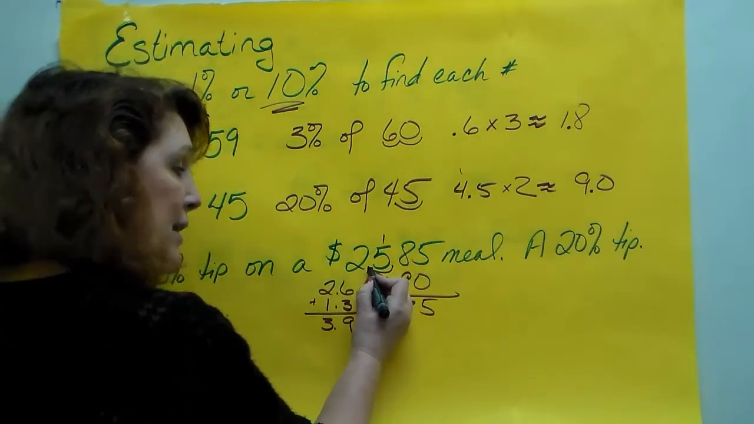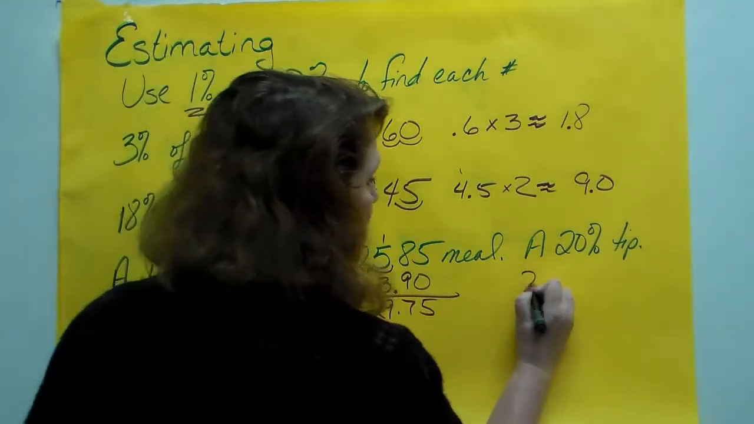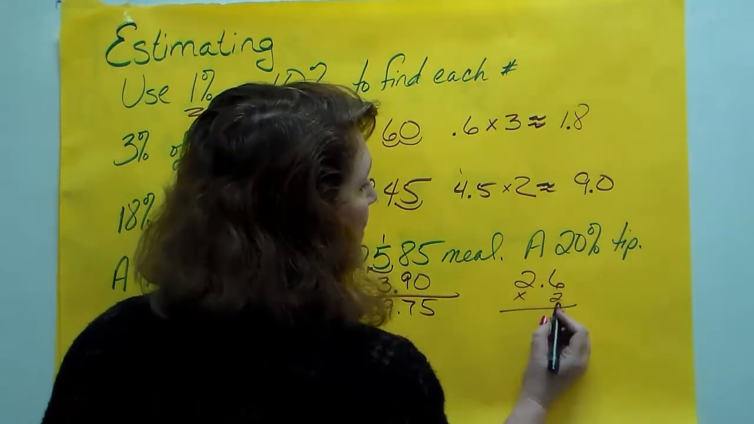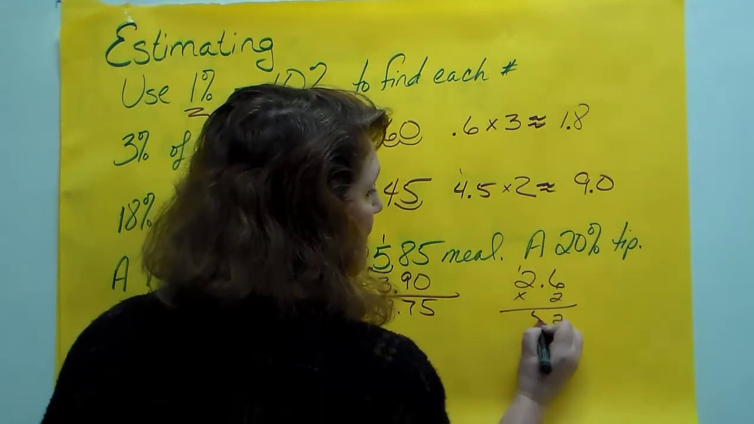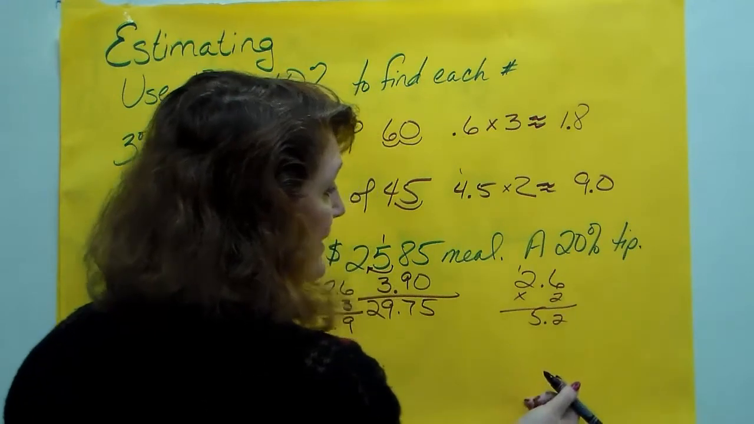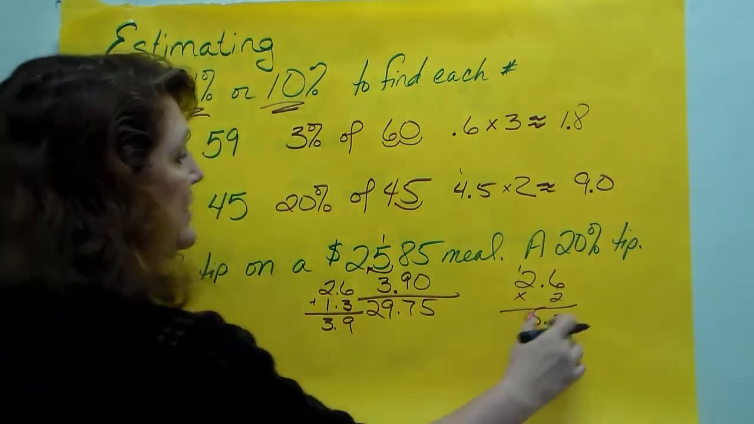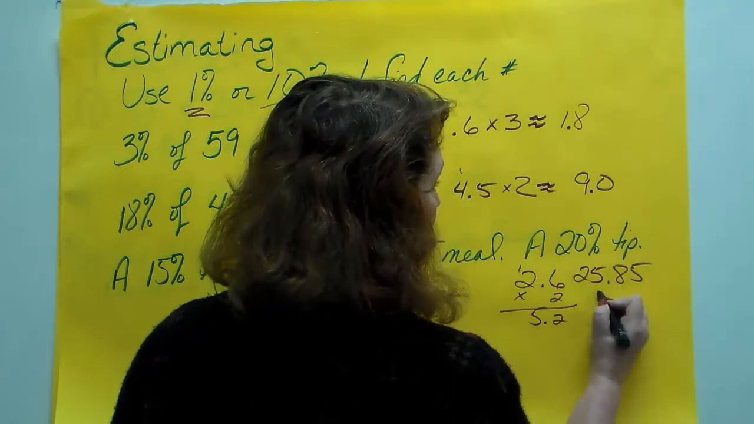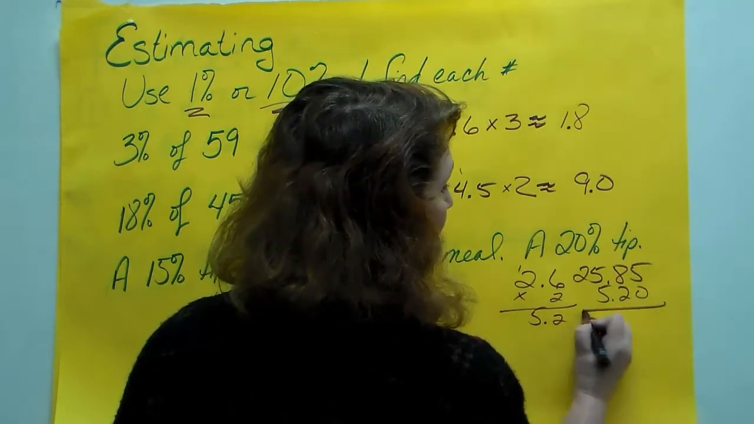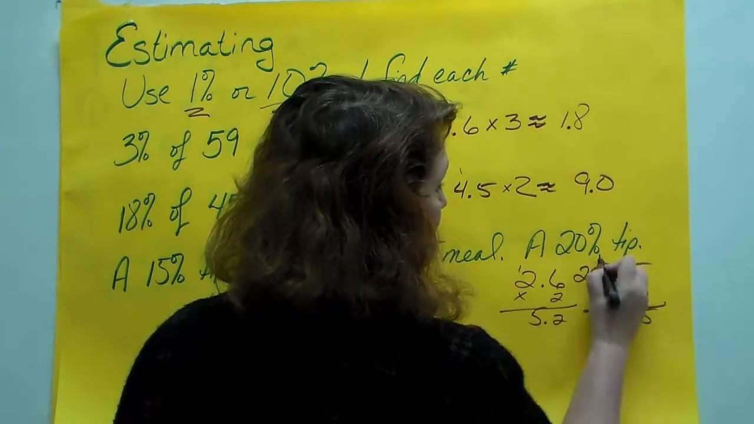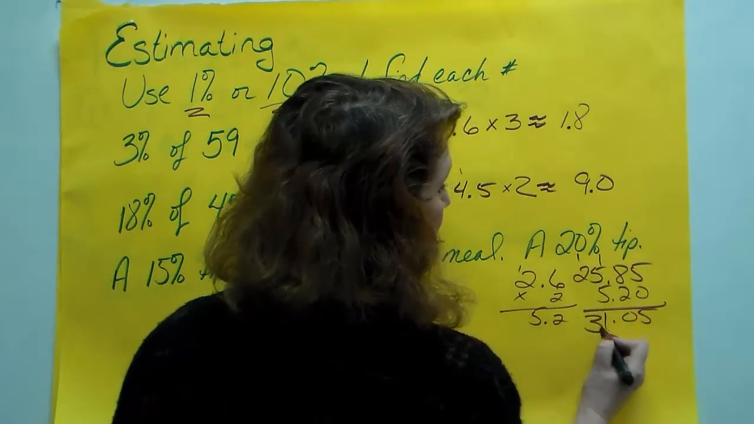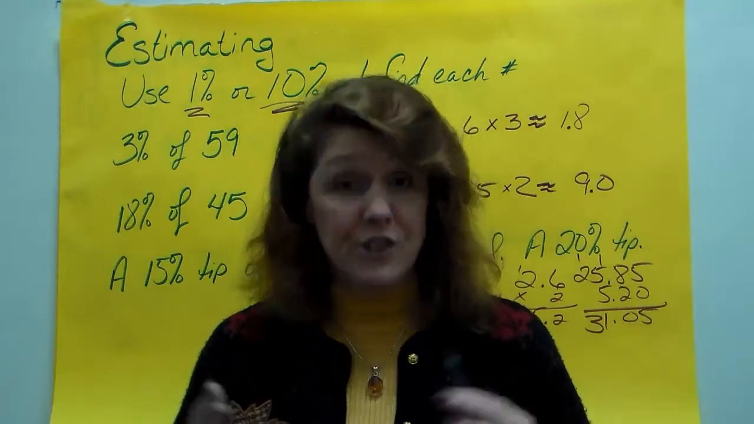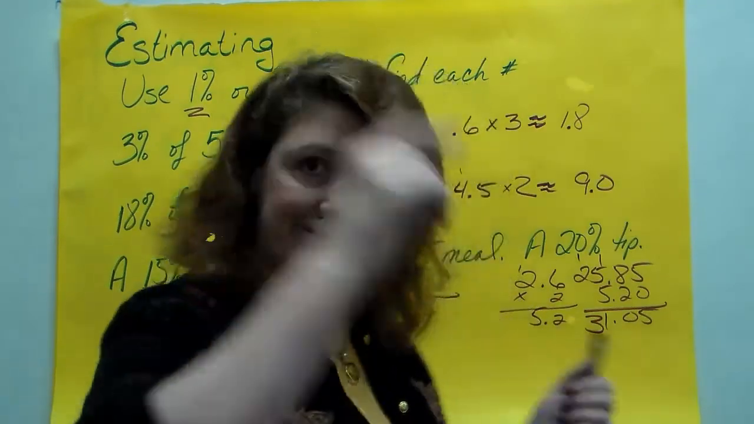$25.85, we're going to find 10%. That's our $2.60. And I'm going to multiply that by 2. And that gives me $5.20. So I'm going to take $25.85 plus $5.20. And I'm going to give them $31.05. And I like tipping people who work hard for me. So, get good at figuring out 20%.